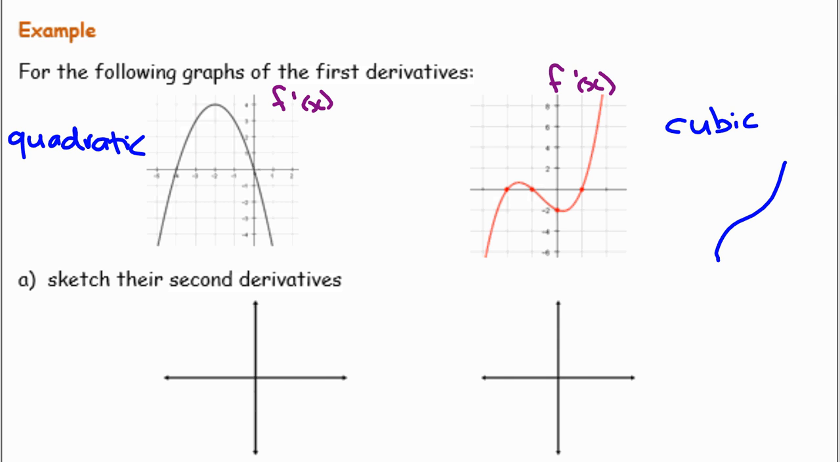So a quartic could have how many turning points? A quartic could have 3 turning points. Yeah, a quintic could have how many turning points? 4, yeah. So that's kind of a helpful thing as well.